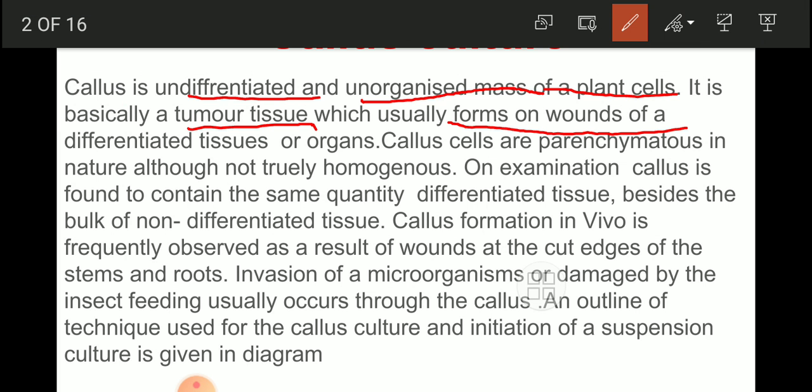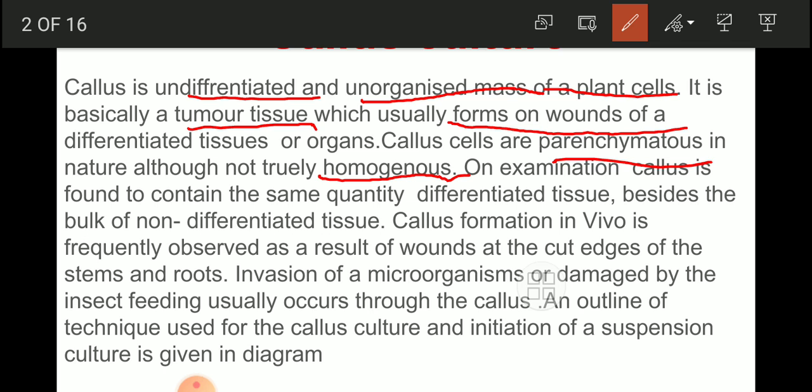So, callus cells are parenchymatous. My friends, we have got an idea about the callus. Callus is an undifferentiated and unorganized mass of plant cells. It is basically a tumor tissue which usually forms on wounds of a differentiated tissue or organs. Callus cells are parenchymatous in nature, although not truly homogeneous. Keep in mind, they are not homogeneous, they are parenchymatous.